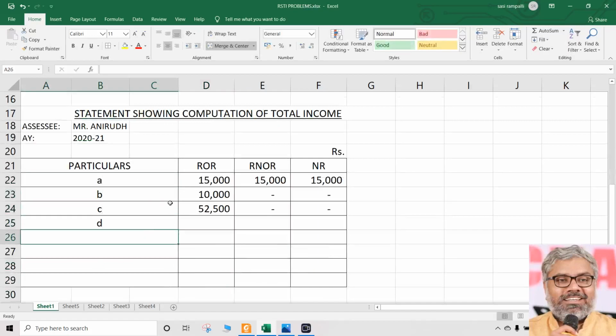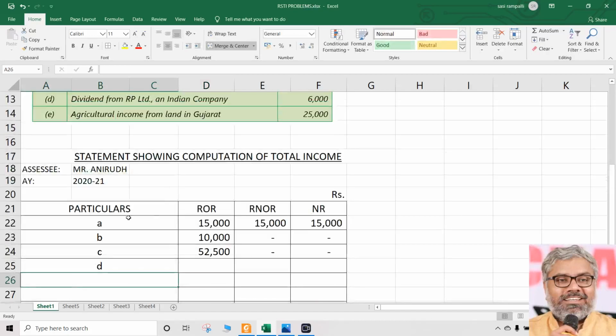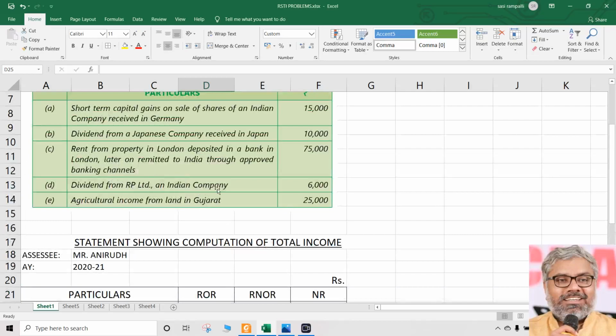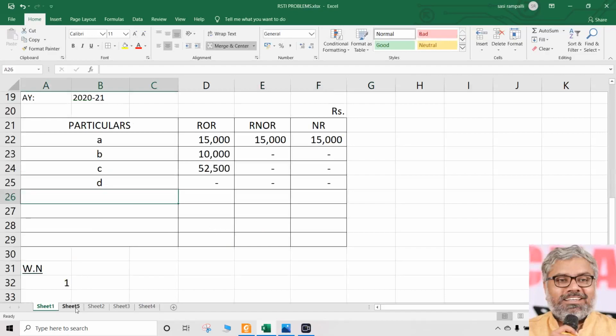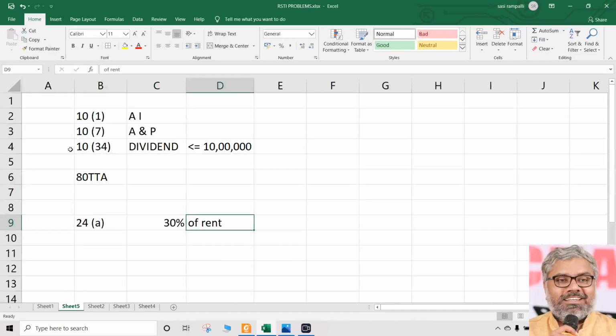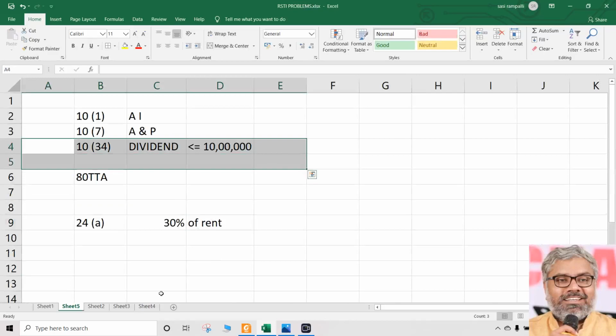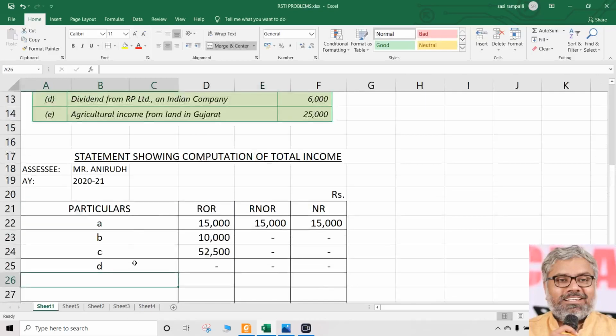In exam you cannot write like this, you have to write whatever is given in the description. That's what you should write in particulars. So what is point D? Dividend from RP Limited, an Indian company. Just now we discussed that dividend is exempt from tax under section 10(34). Hence it is not taxable. That is exempt from tax simply, for all people. Because it is less than 10 lakhs rupees, it is exempt. So for point number D, nothing is taxable.